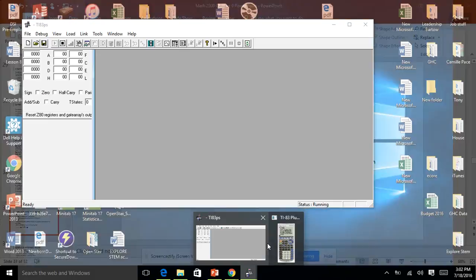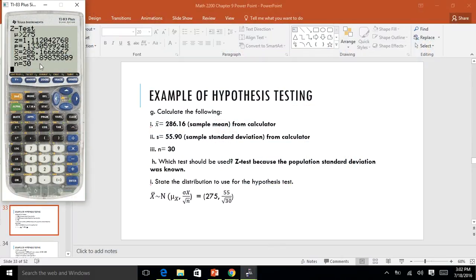Okay. So the first thing that I'm going to look for is the sample mean. And right here, x bar is the sample mean. It's a lowercase x. So it's 286.16. The sample standard deviation is 55.89, and I rounded. And my n is 30. So that gave me all the information I needed right there.